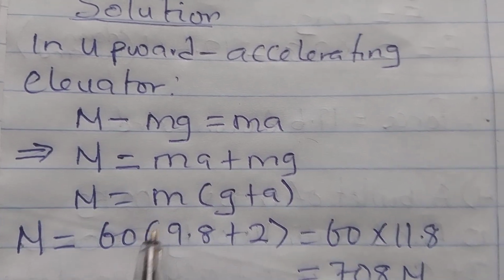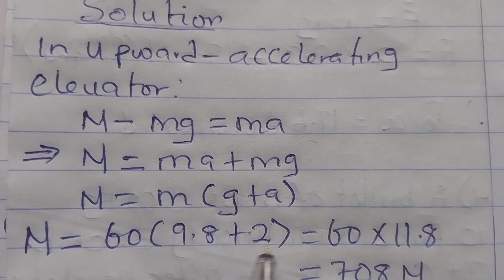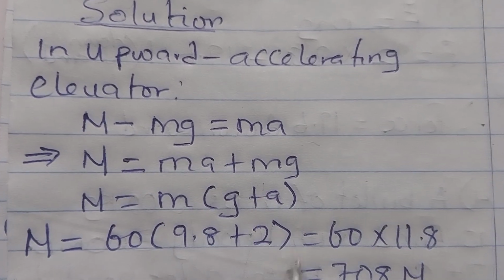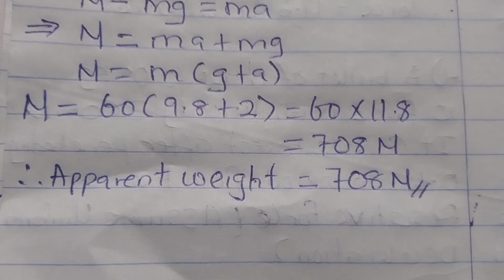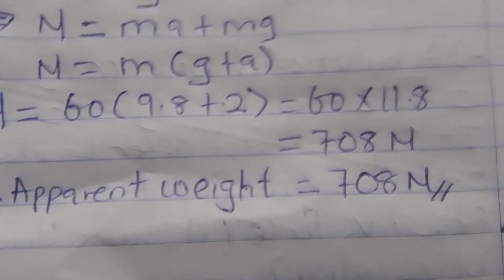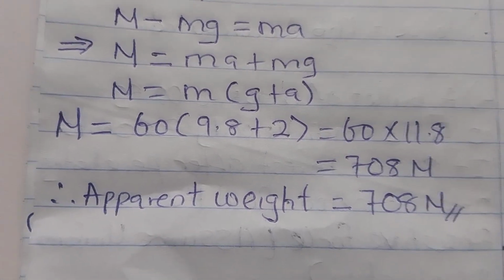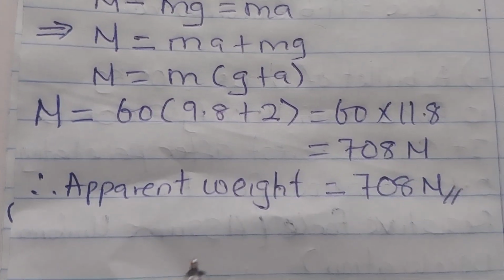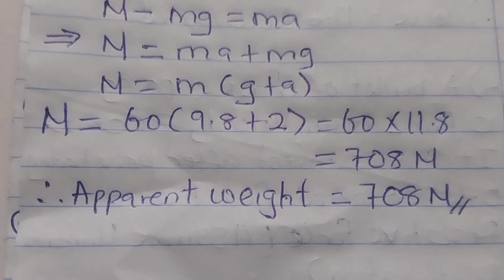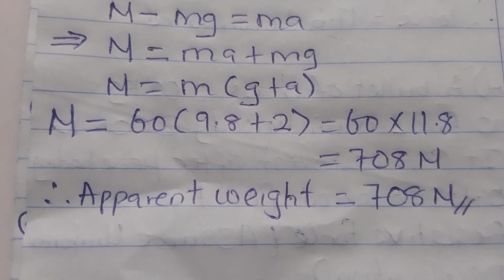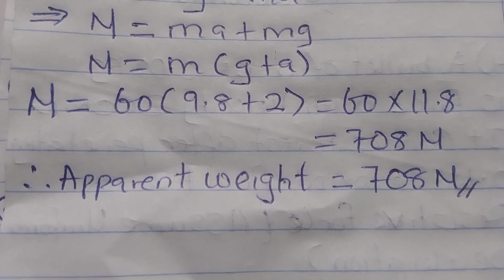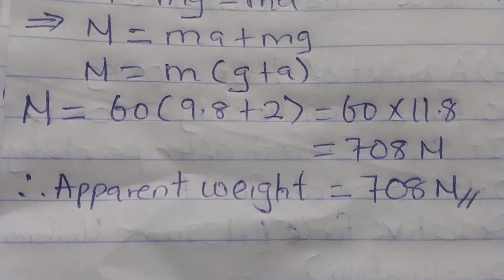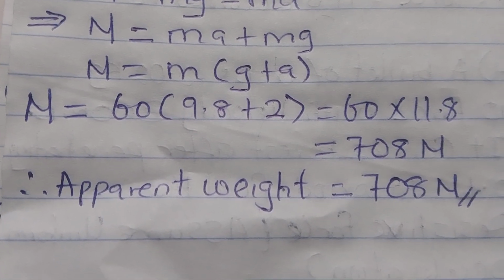Now N equals m, which is 60, into bracket 9.8 plus a, which is 2. Adding this together, we have 60 times 11.8, and that's 708 newtons. Sorry for that. So the apparent weight is equal to 708 newtons. Okay, 708 newtons. So that's how to calculate for an elevator when it's moving upward.